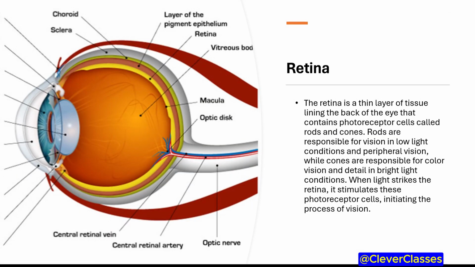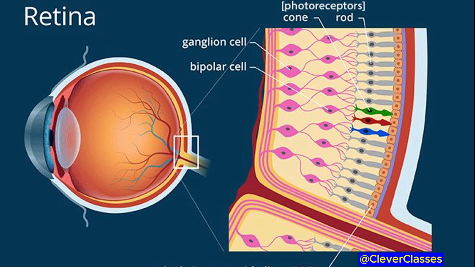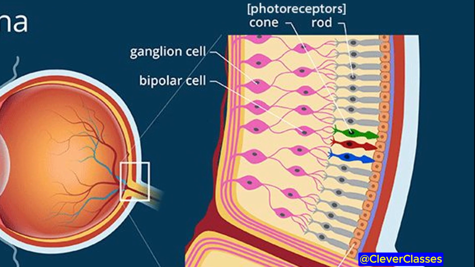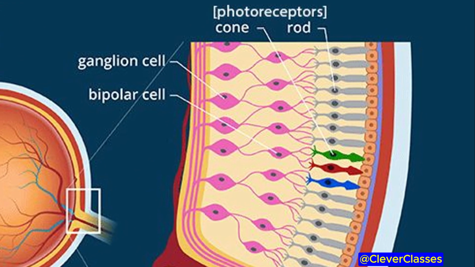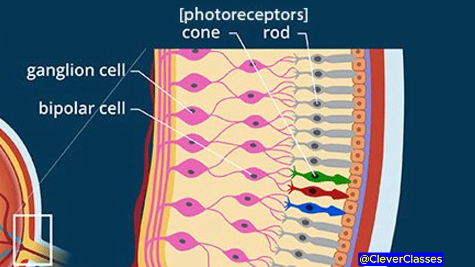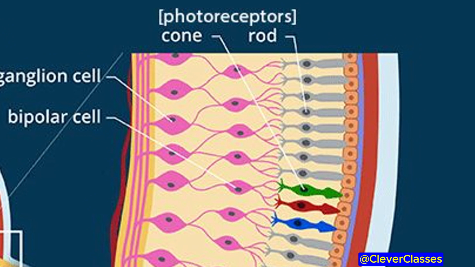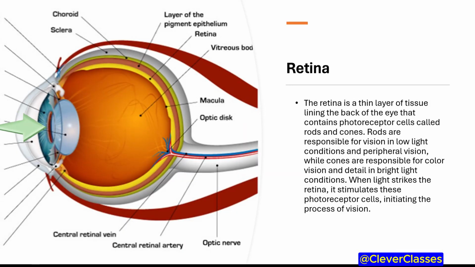The retina is a thin layer of tissue lining the back of the eye that contains photoreceptor cells called rods and cones. Rods are responsible for vision in low light conditions and peripheral vision, while cones are responsible for color vision and detail in bright light conditions. When light strikes the retina, it stimulates these photoreceptor cells, initiating the process of vision.